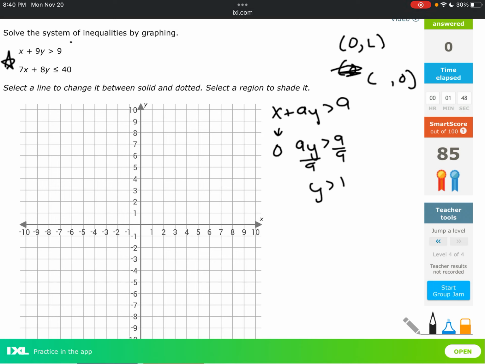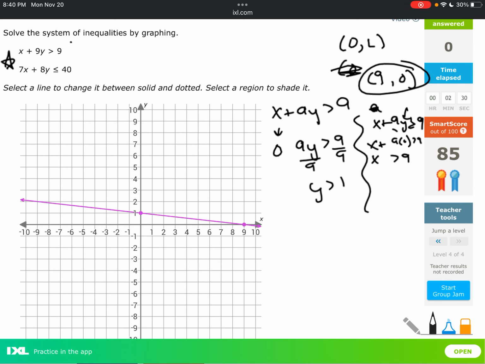And now I'm going to do the same thing, but I am going to change the y for 0. So I have x plus 9 times 0. 9 times 0 is 0, so x is 9. So when I put the 0 for y, I get 9 for x. Now for that first line, I'm going to graph those 2 points. I have 0, 1. And then my other point is 9, 0, which is here.